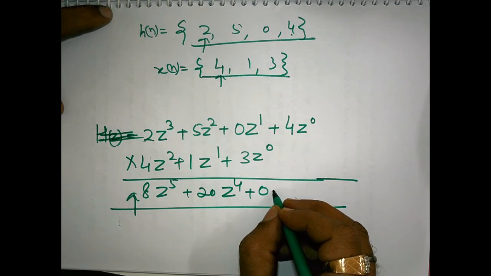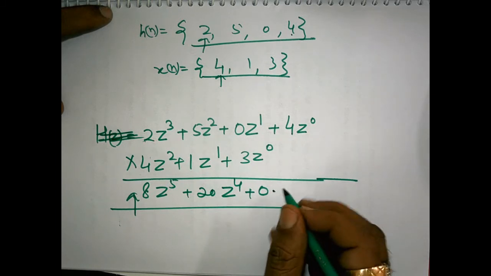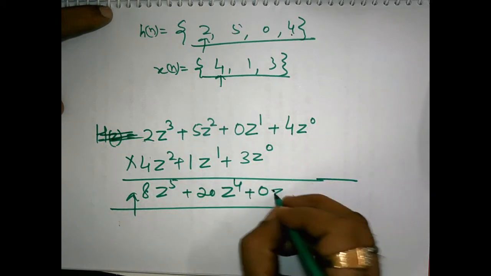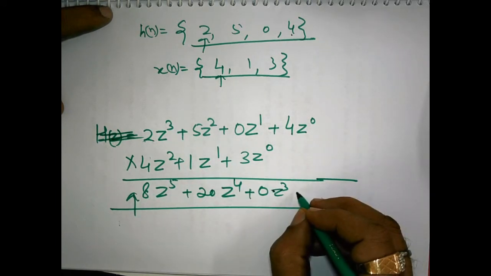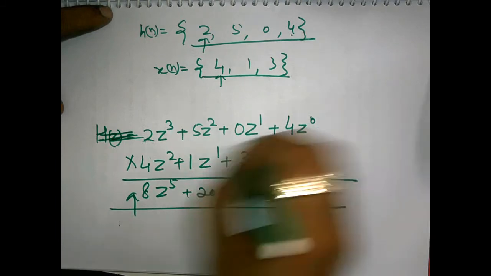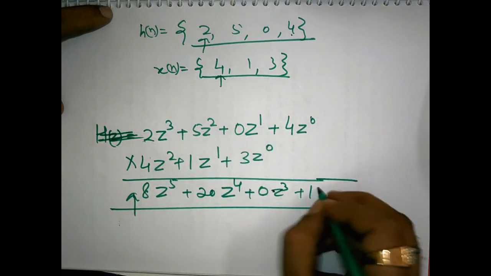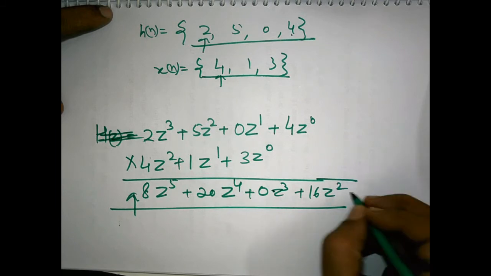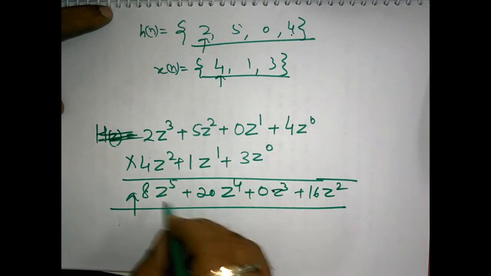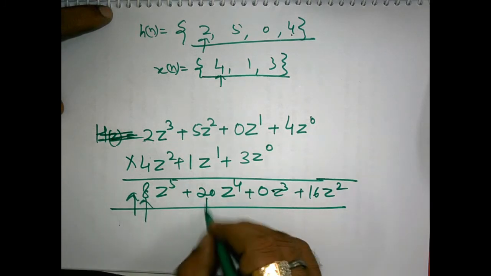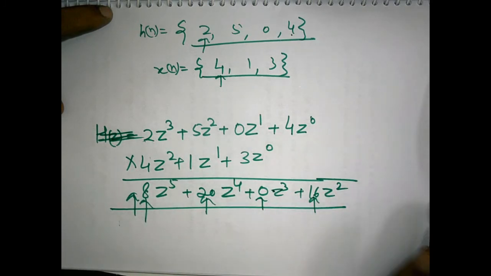Okay, this is z to the power 1. Okay, so this will be no problem, no harm. This is z to the power 3. You can say the sample is 0, and then 4 z to the power 0 means it is 1, and 16 z square. Okay, this way you obtain all the coefficients. Okay, and these coefficients will result into the output sample value.